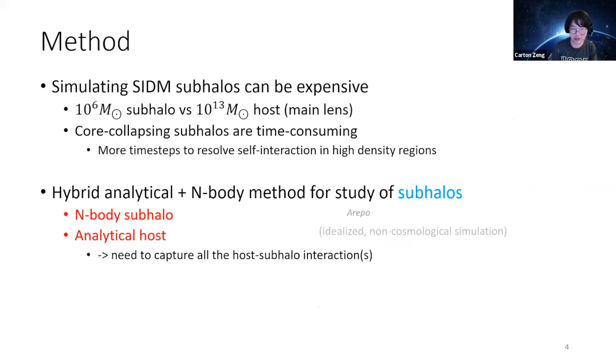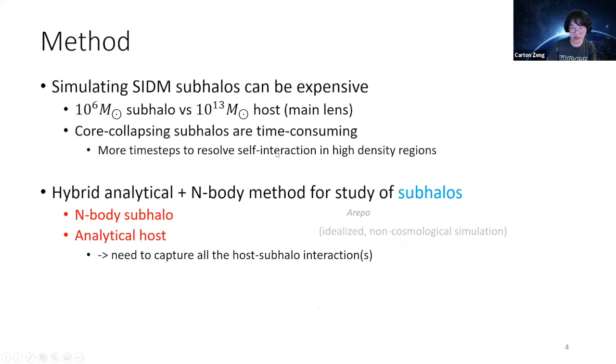can be expensive, especially if you want to go down to subhalos of 10^6 solar masses to meet the upcoming surveys. If you want to resolve subhalos down to 10^6, well, your whole system is about 10^13, so you are wasting a lot of power in simulating the host in particle form.